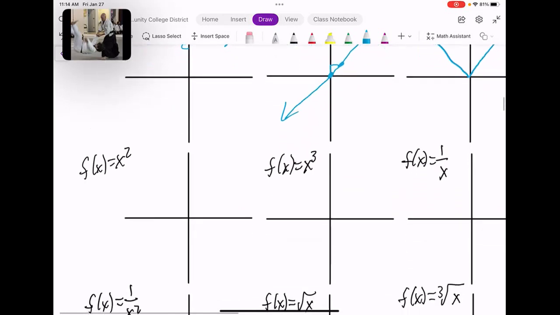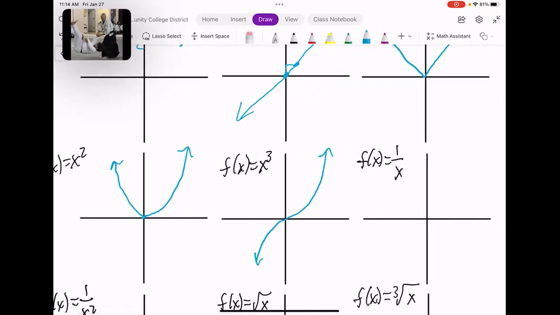y equals x squared is our parabola, with a vertex at 0, 0. x cubed is going to look like this. It's going to come down and it's going to cut right through the origin and keep on going.